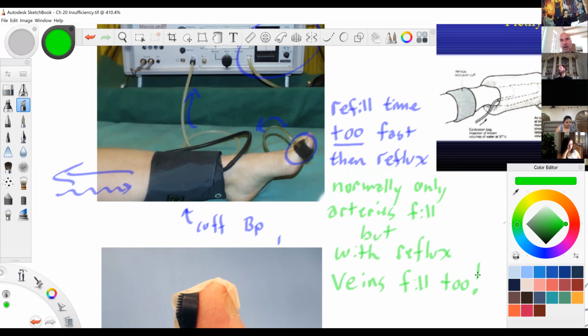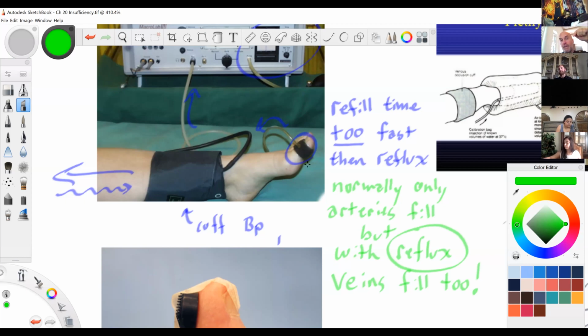So if we only have the arteries filling, it goes down through the posterior tibial arteries, the anterior tibial arteries, the peroneal arteries, and they branch out and go through capillary beds, and come out of the capillary beds into the venules and the veins, and that takes time. On a normal person, that takes more than 20 seconds. But if it's taking 10 seconds to refill, then not only is the artery filling the vessels, but there's backwards flow. There's reflux flow also filling the veins. So that's an indication. That's toe plethysmography.